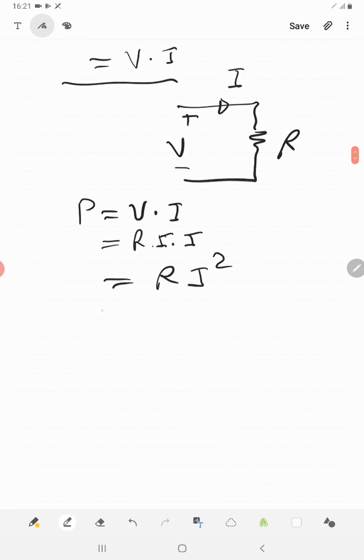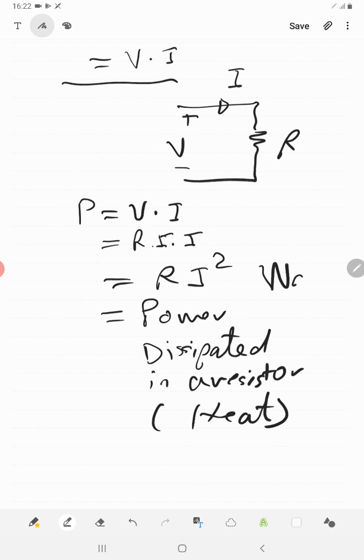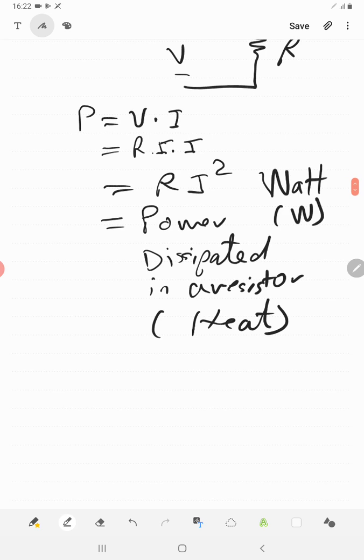So this is the power dissipated in a resistor, okay? It's converted to heat, okay? And the unit is watt. So the resistor consumes power, okay?